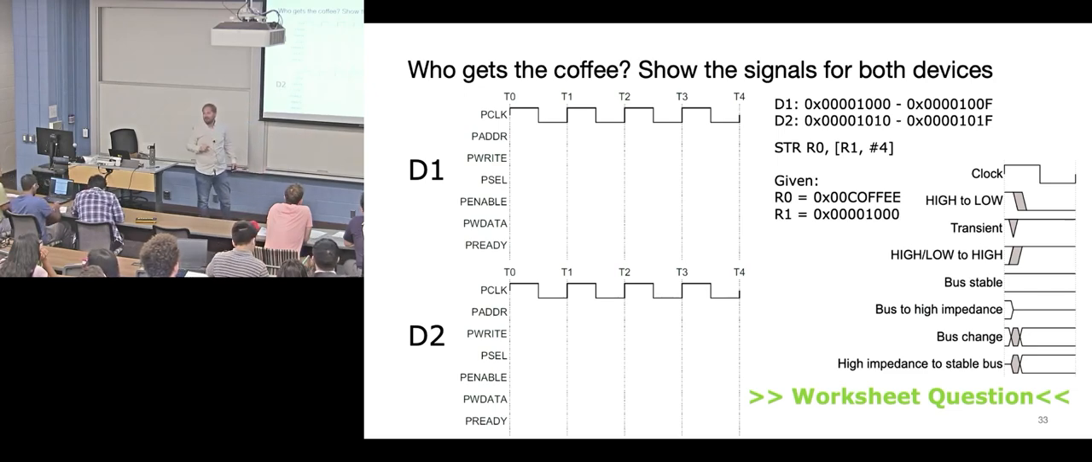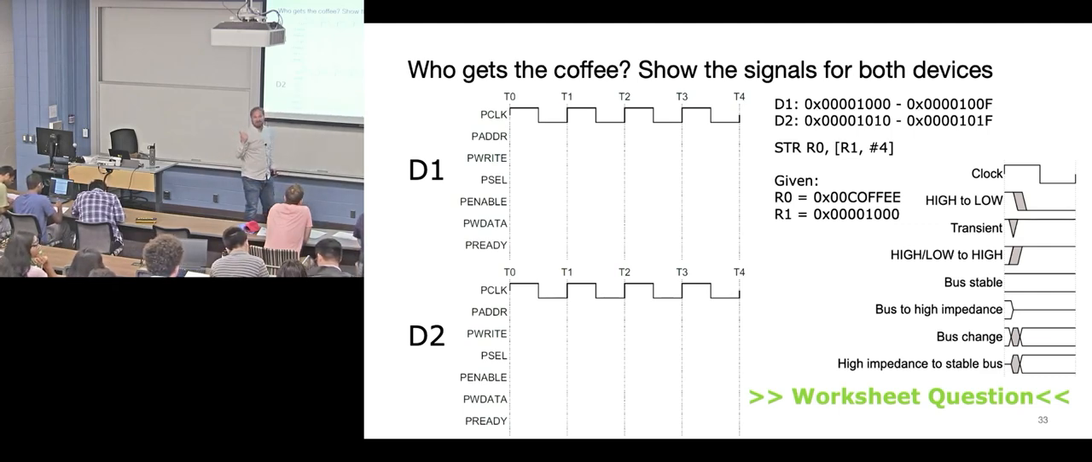The value of R1. Right, because the core got a store command, is going out. Is it the address in R1? What about our pre-indexing, post-indexing? Plus four. All right, so that's the address there. That's the address that that device is going to see. Which device is going to see that?